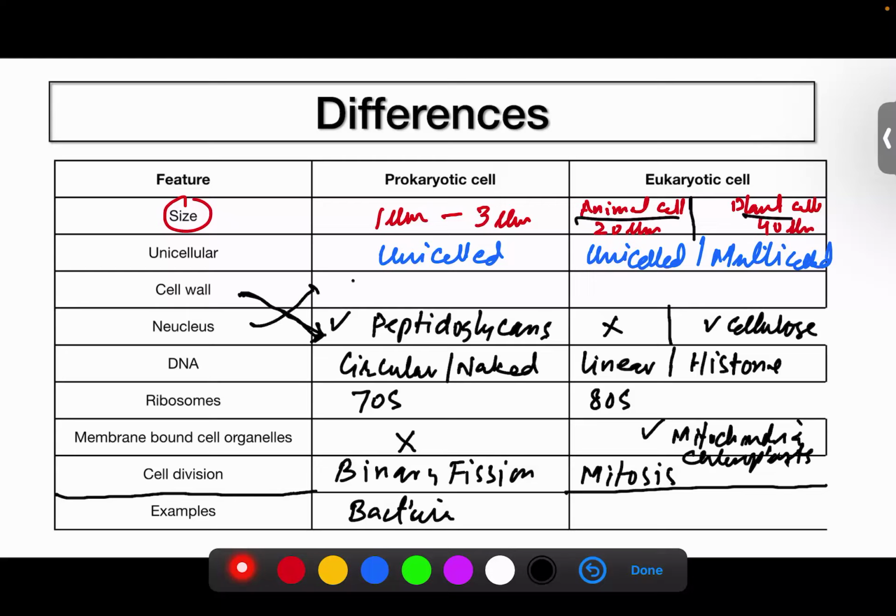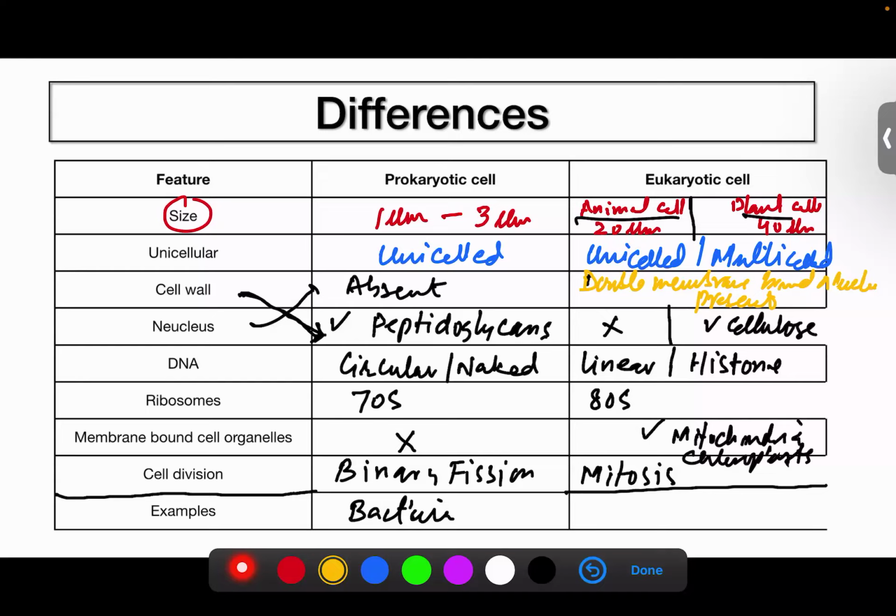Nucleus is absent in prokaryotic cells, and a double membrane bound nucleus is present in eukaryotic cells. So that's about the differences between prokaryotic and eukaryotic cells.